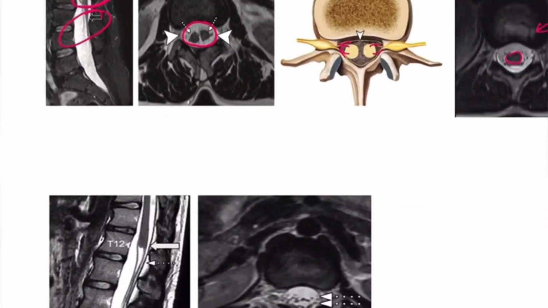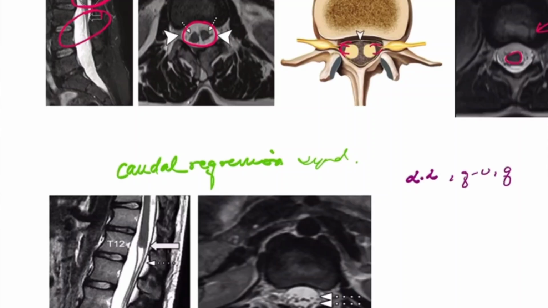Next one is caudal regression syndrome. Okay, caudal regression syndrome. What happens there is that there is lumbosacral agenesis, and they are associated with various lower limb, genitourinary, gastrointestinal and respiratory organ anomalies. Okay, like VACTERL syndrome, Currarino triad, and all these. So the caudal regression syndrome means there is lumbosacral agenesis.